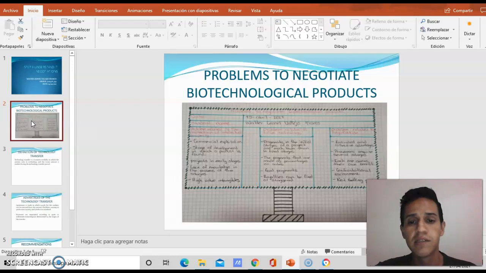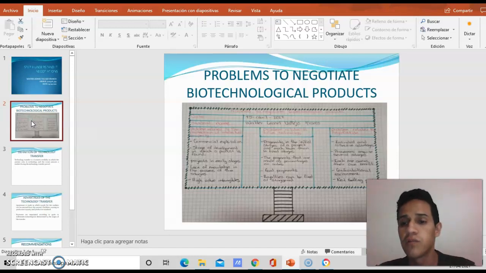Problem related to the value of technology. Payments in the initial stage of a project are much lower than in the final stage. The payments that are made as percentages of sales. Royalty payments. Royalties can be fixed or variable.